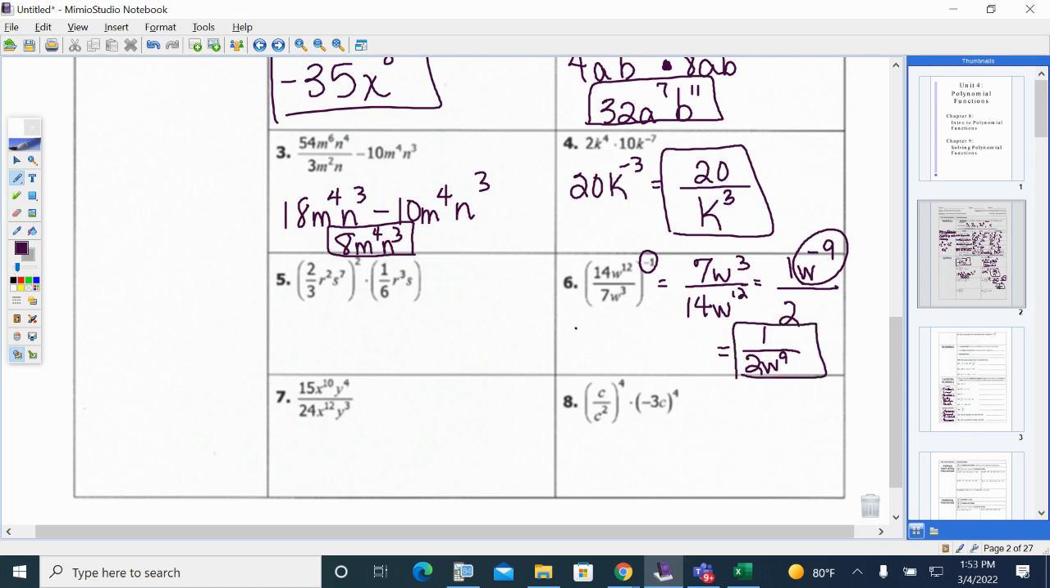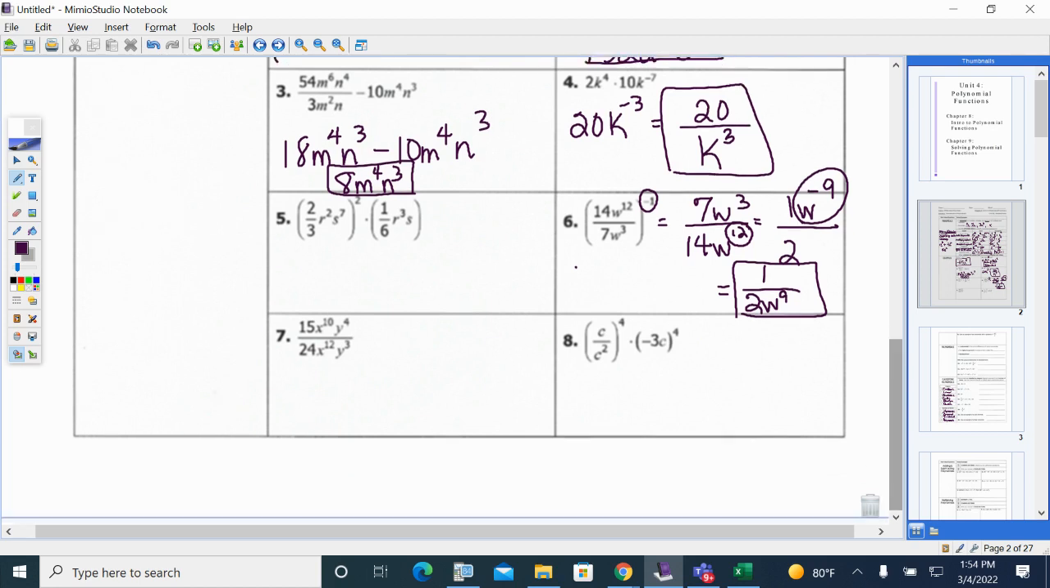But I do want to say to you a little shortcut here. If you'll notice that there are more w's in the denominator than there are in the numerator, the little trick is that tells me that my w's are going to end up in the bottom, and I would subtract backwards and say 12 minus 3 gives me that positive 9, but I know it's going to be in the bottom. Let me show you what I'm talking about on number 7.